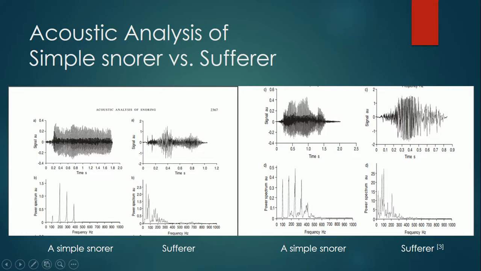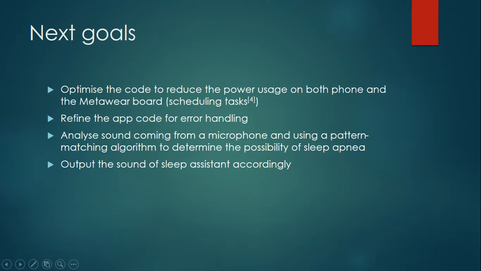And in the next one, I have the data from the research paper that shows the data of a simple snorer versus the sufferer of sleep apnea. So I can use this data in order to determine whether someone has sleep apnea or not. So here are my next goals for this project.